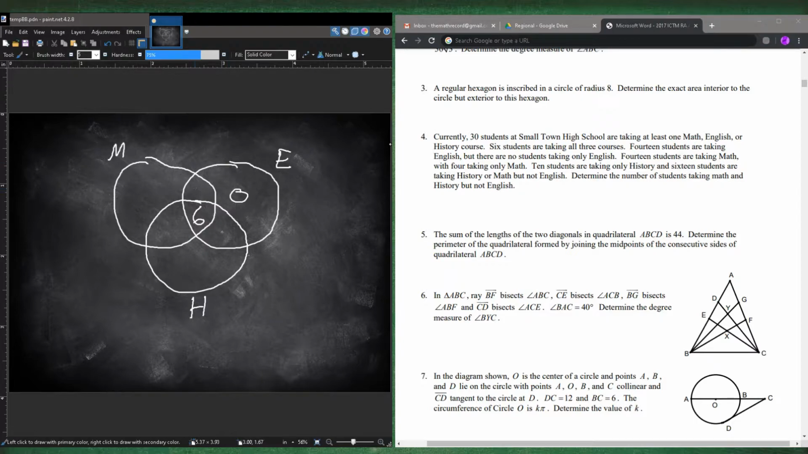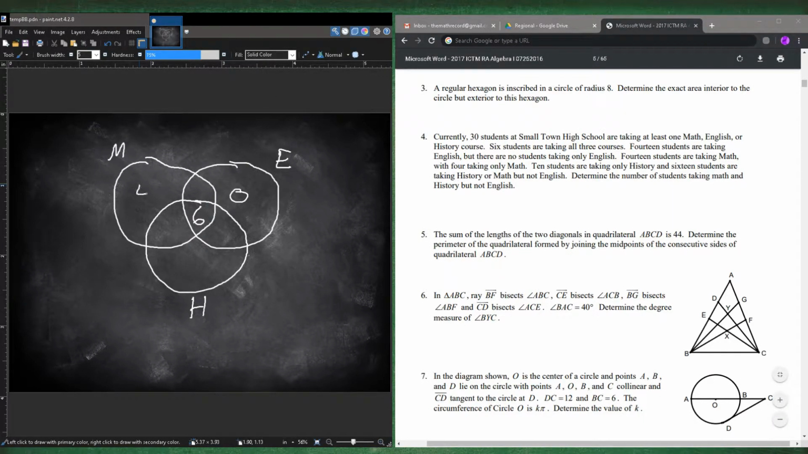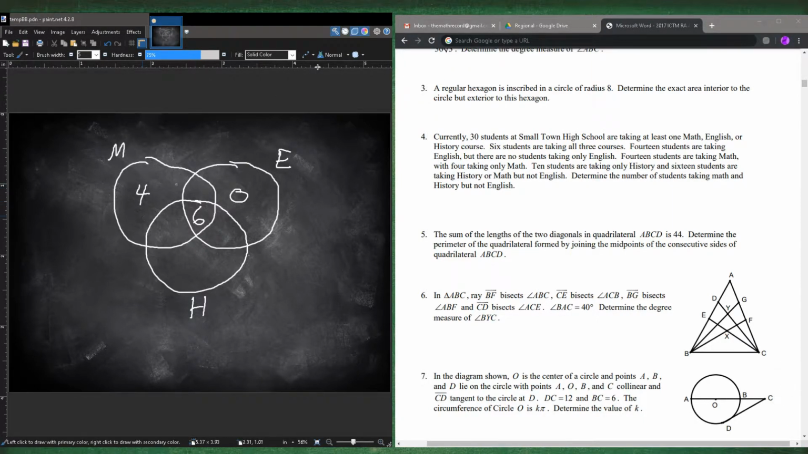14 students are taking English, so this section plus this section plus this section is going to equal 14. But we have 2 unknowns, so let's not focus on that yet. 14 students are taking math with 4 only taking math, so only 4 of these are taking math. And 14 are taking math in total, but we don't know the other two sections, so we're not going to put it in. 10 students are taking only history, and 10 students are right here.